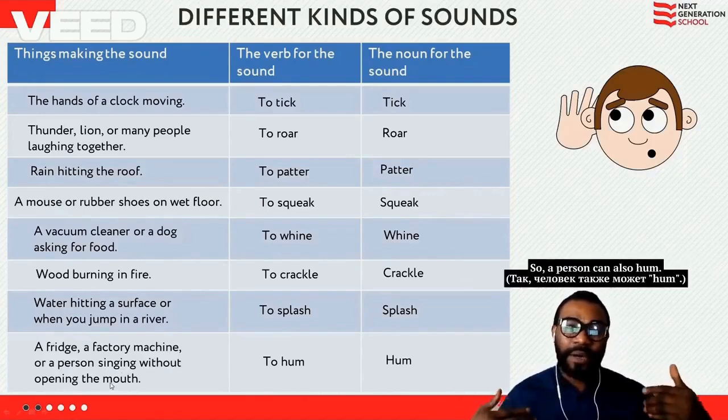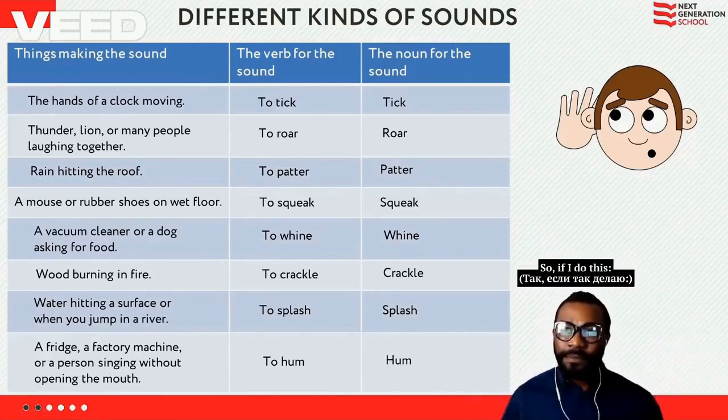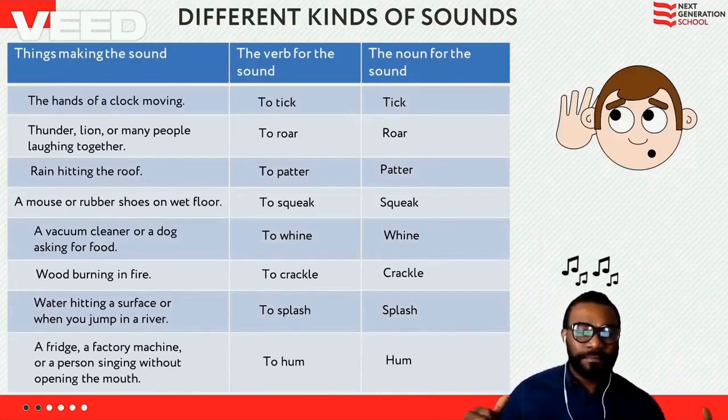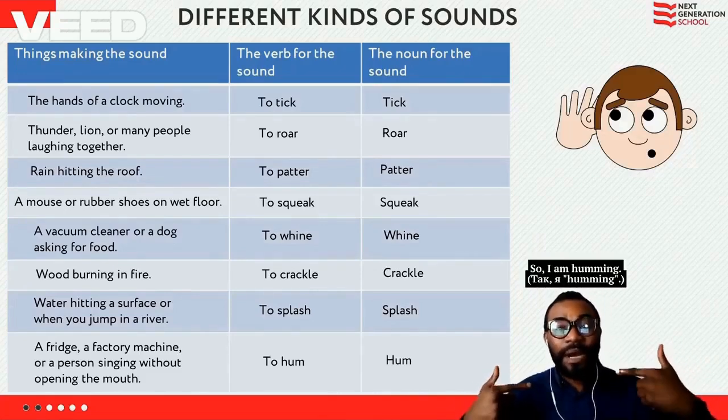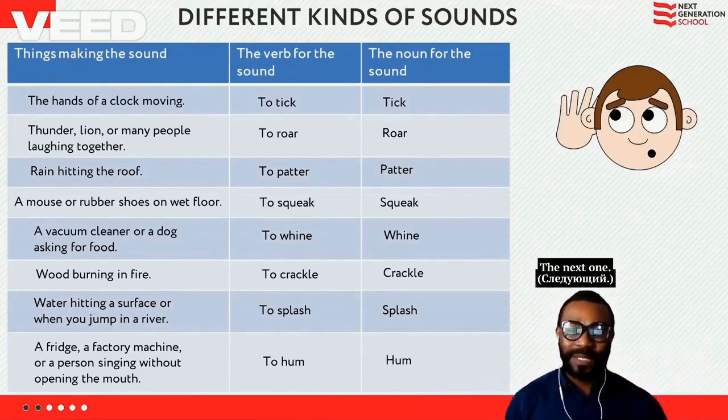Now, here we have a point about a person singing without opening the mouth. So a person can also hum. So I'll give you a demo. So if I do this, so I am humming. That is hum. Let's continue. The next one.